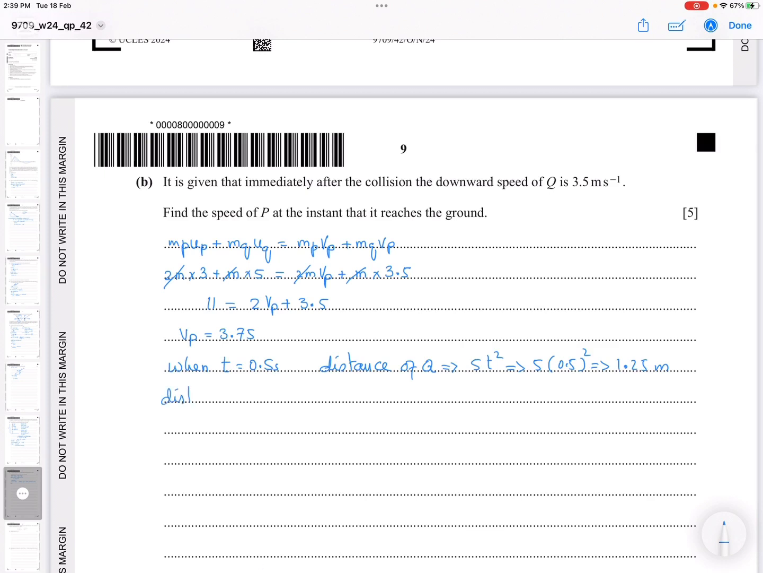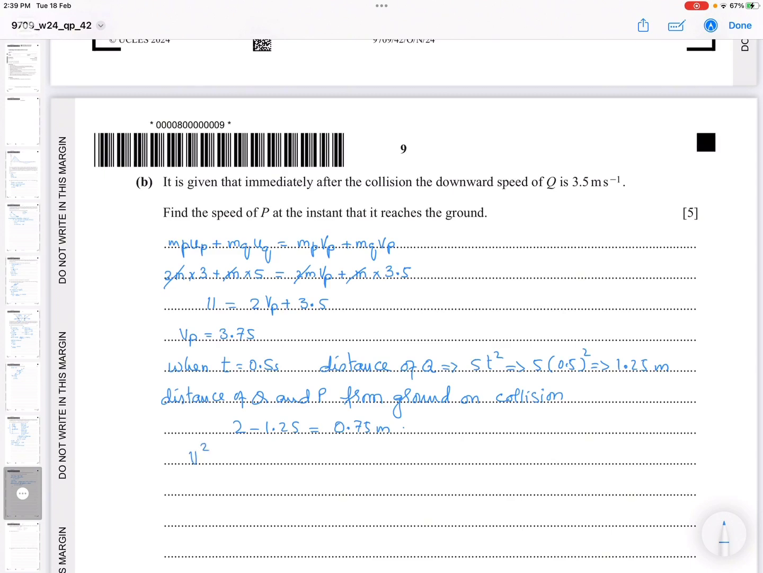Now distance of Q and P from ground on collision is 2 minus 1.25. This is equal to 0.75 meters.